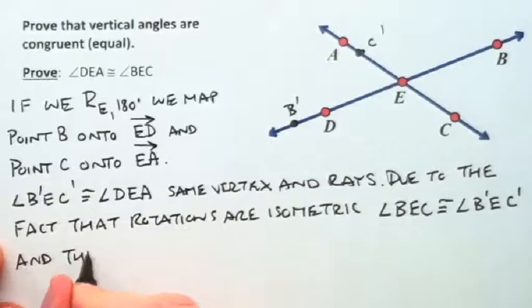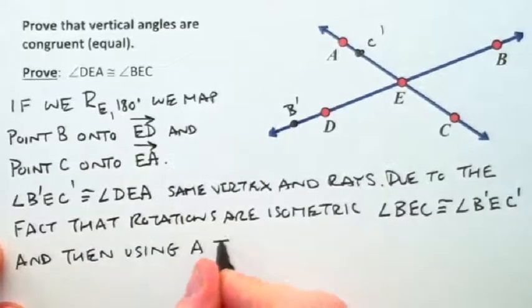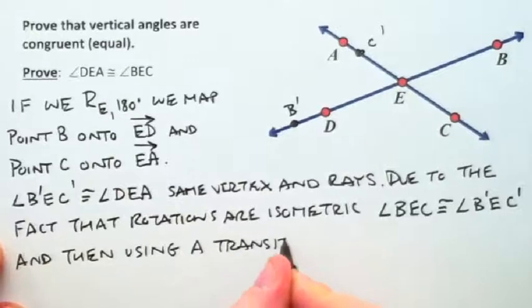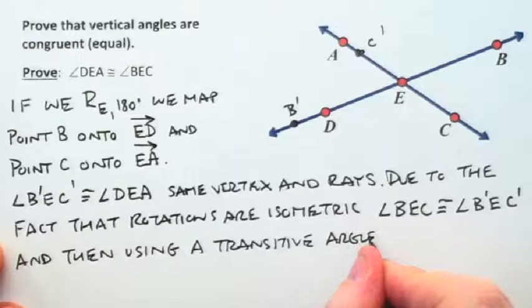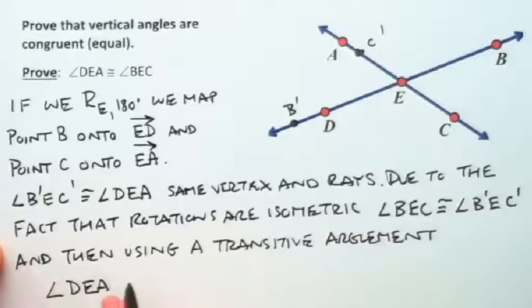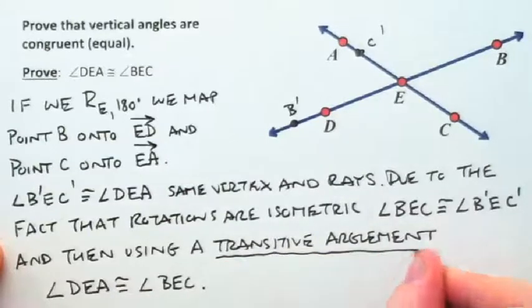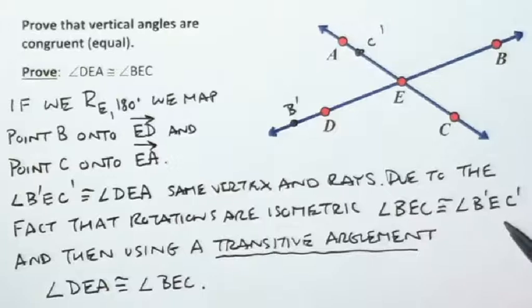And then using a transitive argument, angle DEA would be congruent to angle BEC. Now, what does a transitive argument mean? Well, basically it means to link things that are identical, congruent, or equal. So let me show you what I mean by that.